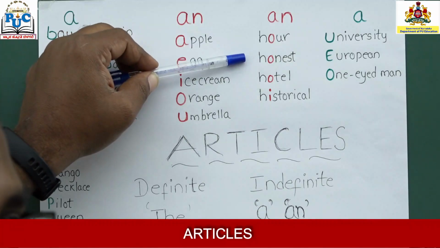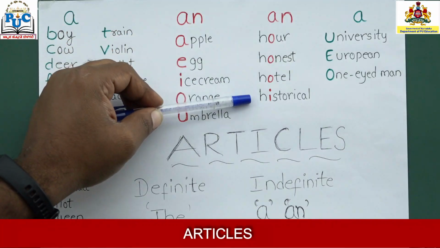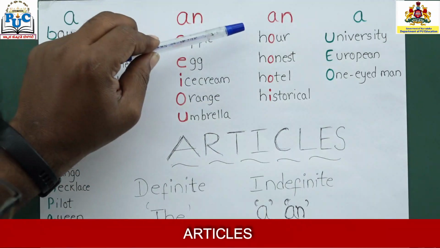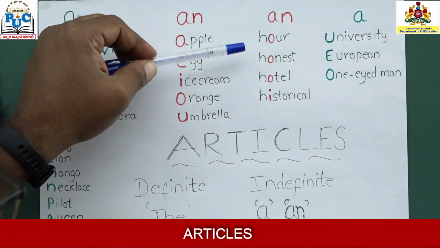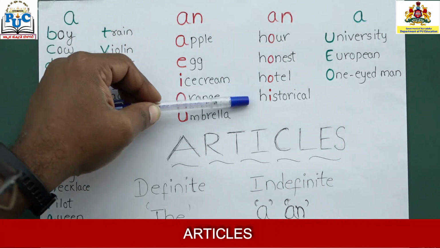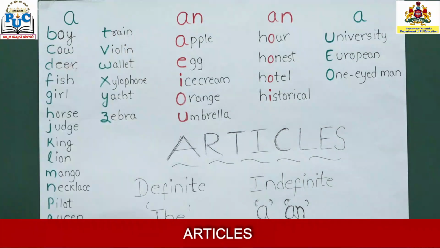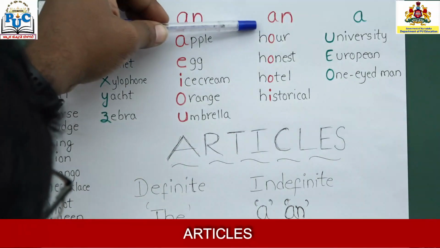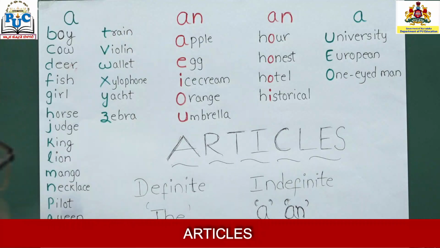An R, an honest, an hotel, an historical monument. Did you get it? But look at the beauty of English. See, all these words begin with H, but H is silent.